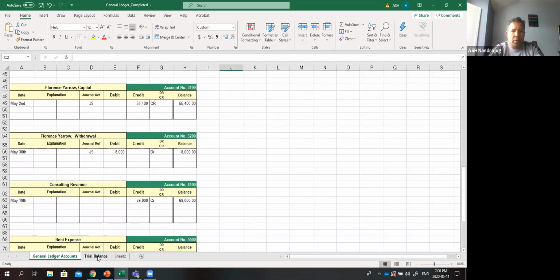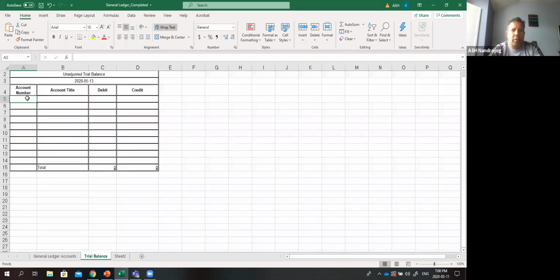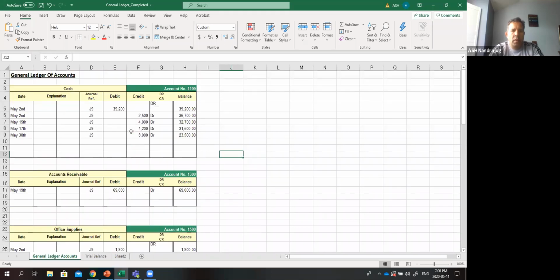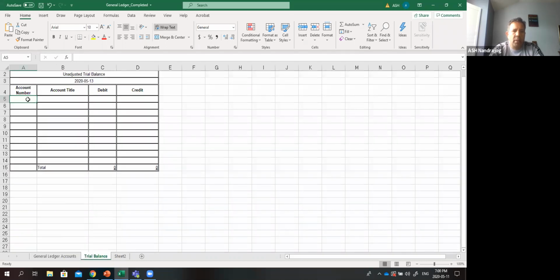All we have to do in the trial balance is write down the account number, then the name of the account, and whether it has an ending balance of a debit balance or a credit balance. For example, the cash account number is 1100 and the balance is 23,500. We have to write the ending balance, 23,500. So let's go into the trial balance and start with that. So 1100, cash is the name of the account and the balance is 23,500.